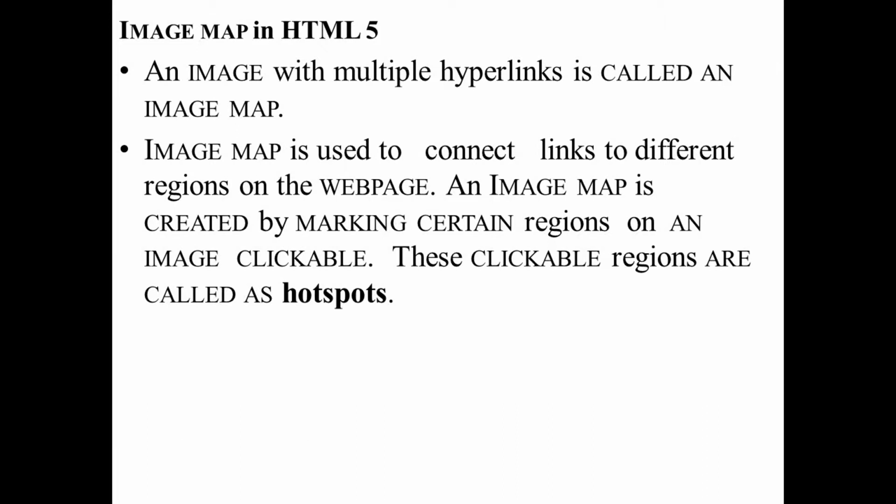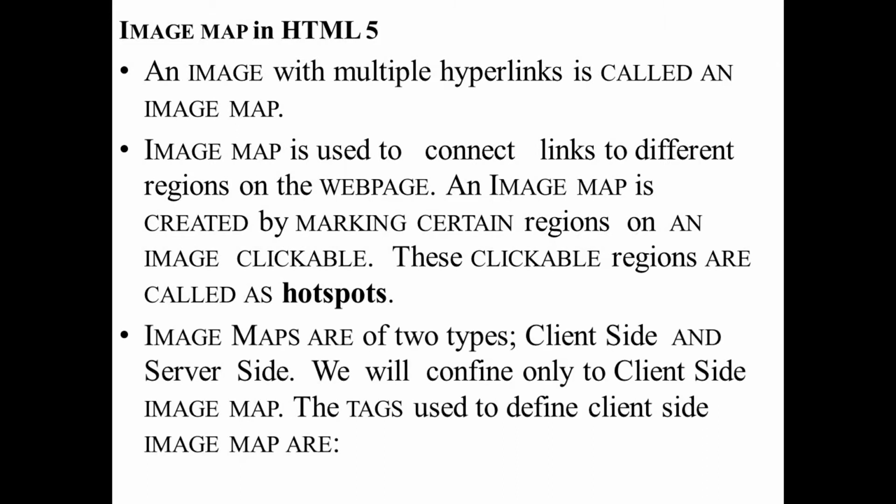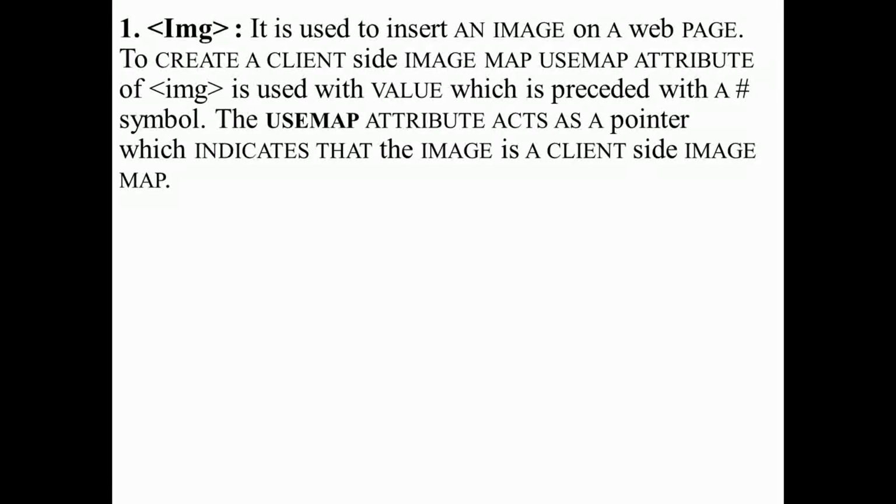This is important. Next, image maps are of two types. One is the client side image map and the second is the server side image map. Here we will confine ourselves only to the client side image map. The tags used to define the client side image map are: number one, the image tag. When you use the client side image map, the first concept that comes is the img tag.